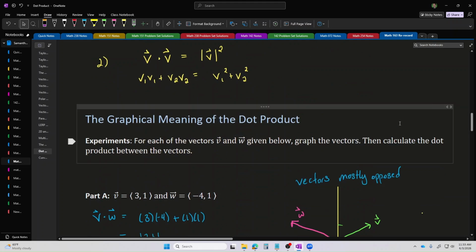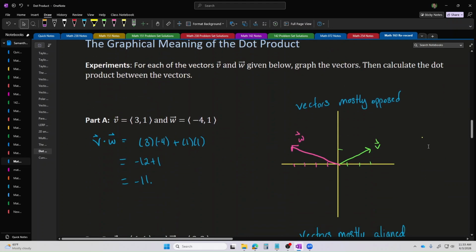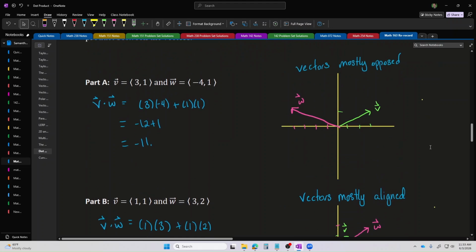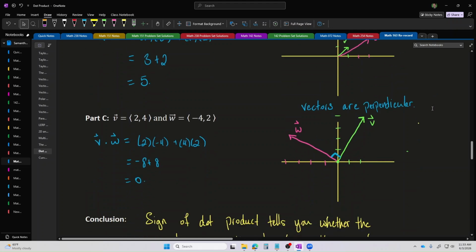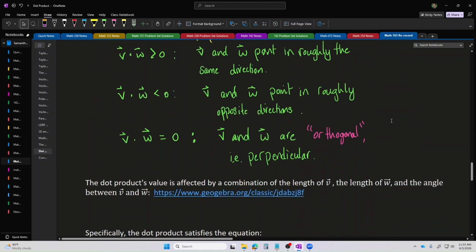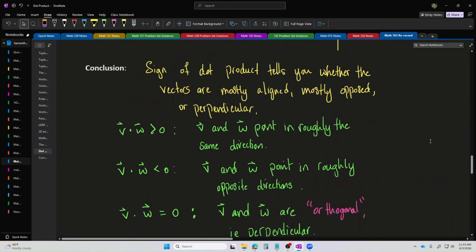And what does that scalar tell you? Well, first of all, the sign of the dot product tells you whether your vectors are mostly opposed or mostly aligned. If the sign of your dot product is negative, then your vectors point mostly in opposite directions. If your dot product is positive, then your vectors point mostly in the same direction. And if your dot product is equal to 0, then your vectors are at a right angle to each other. They are perpendicular, or what we call orthogonal. That's the significance of the sign of the dot product.